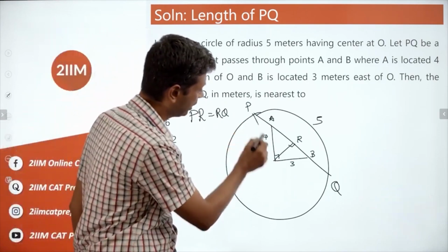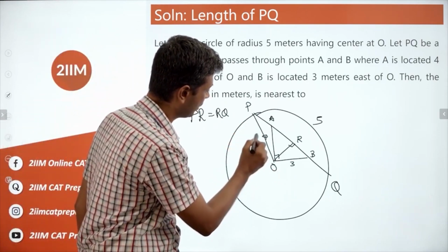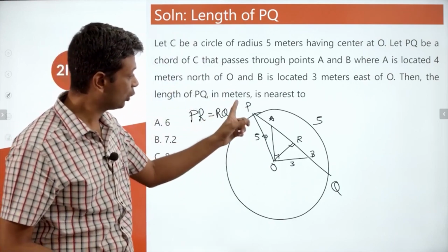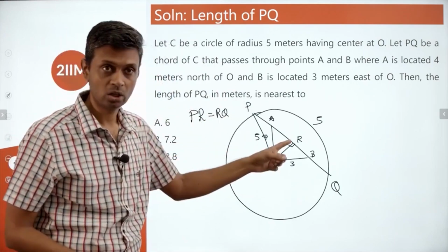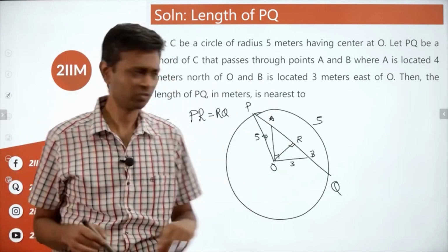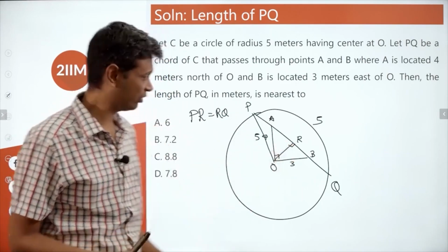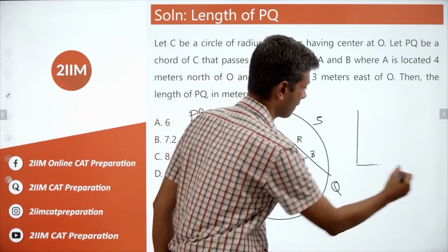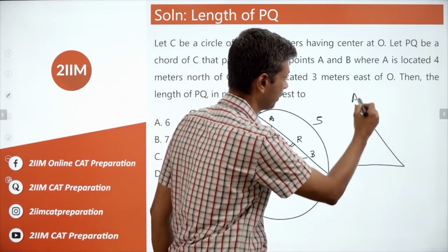If you join OP, that is 5 meters. OP is fine, 5. If you know PR, we can find OR. Or if you find OR, we can find PR, Pythagoras theorem. Nothing more than that. How do you find OR? Very simple. Think about this triangle AOB. I'm going to draw this triangle. Make it bigger. AOB.